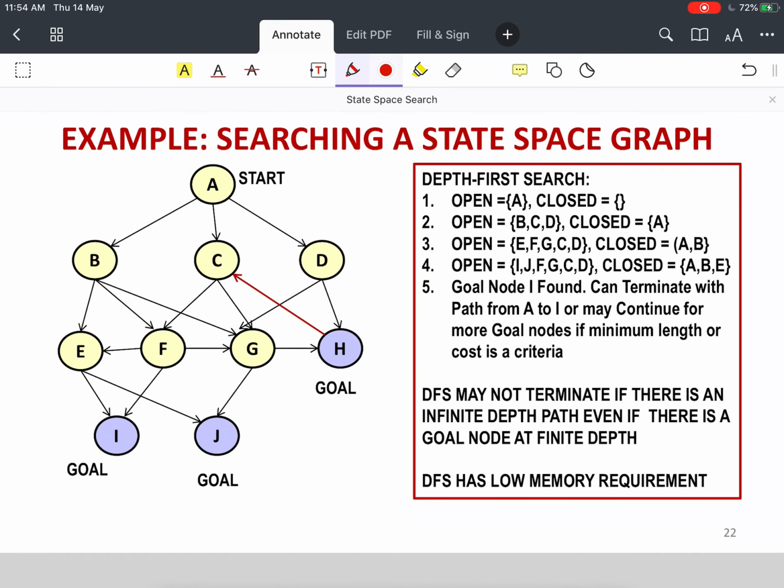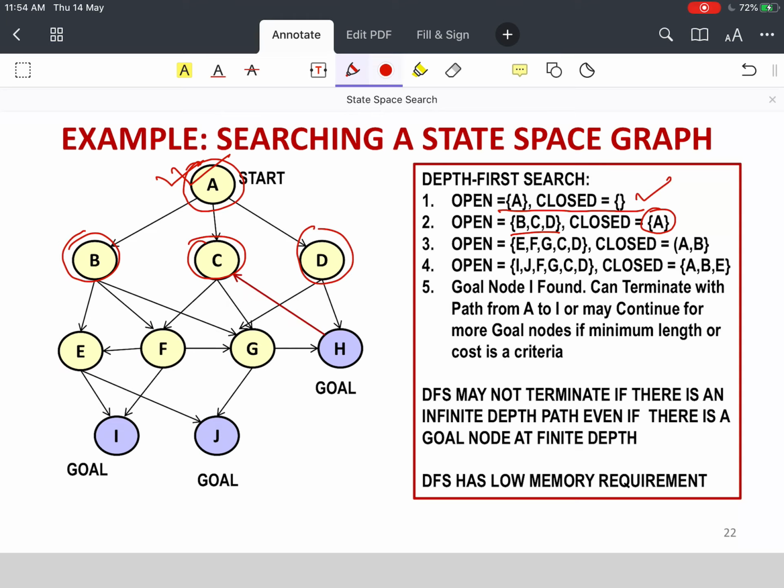So first we will see depth first search. In depth first search, initially open consists of A and closed is null. This is this state. So the algorithm says remove the first node from open. So we remove A and put it in closed. And we generate the children of A, which is B, C, and D. So A is put in closed, B, C, and D are generated and put in open.